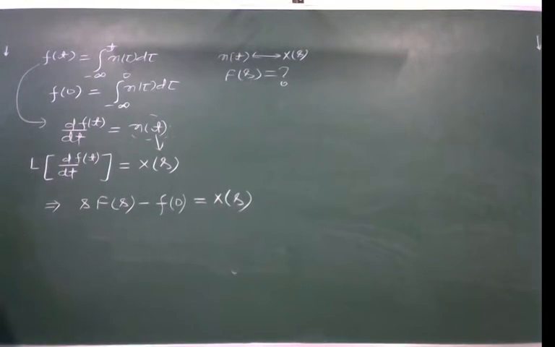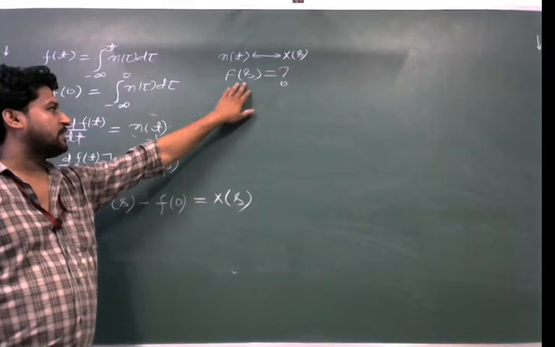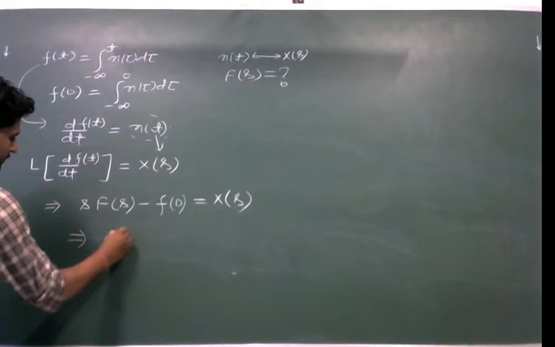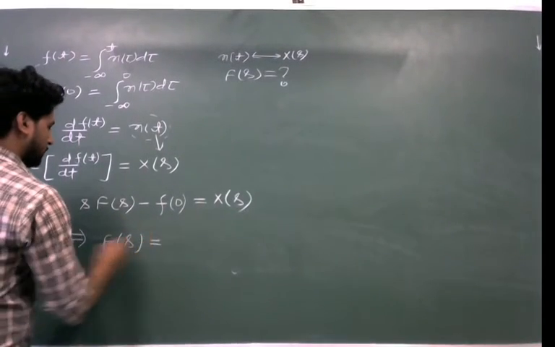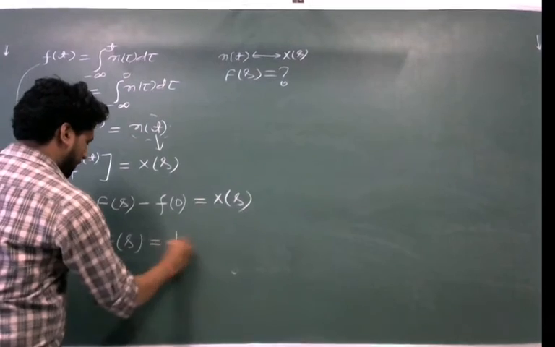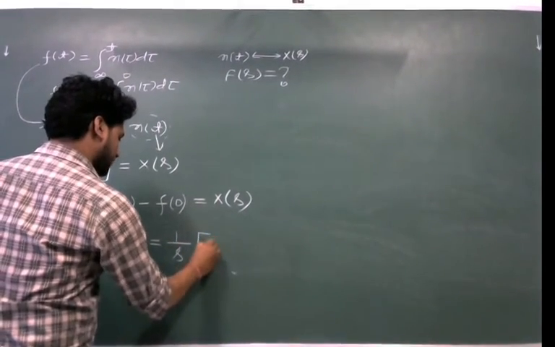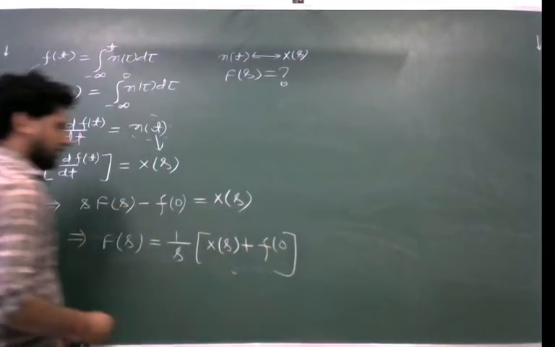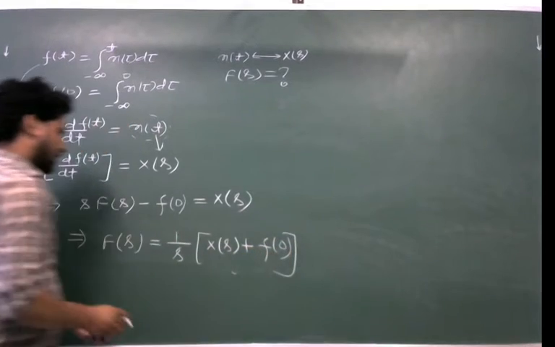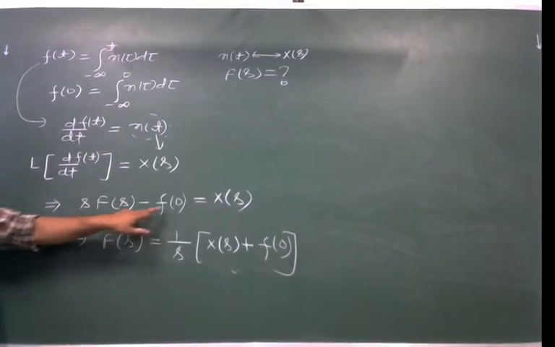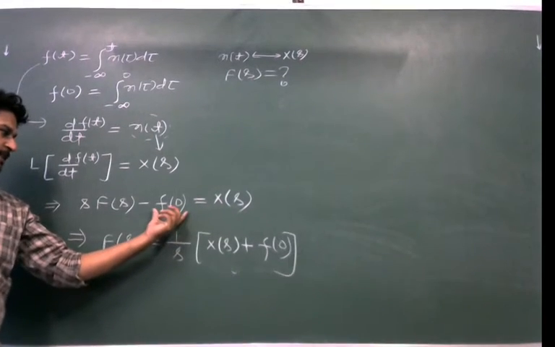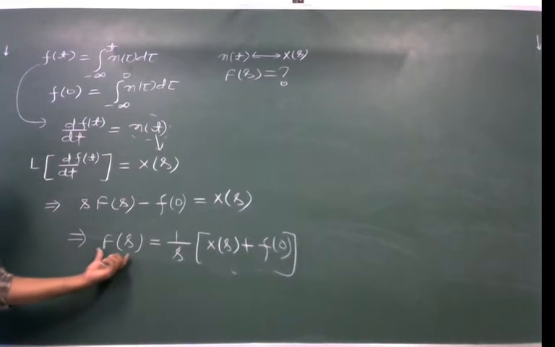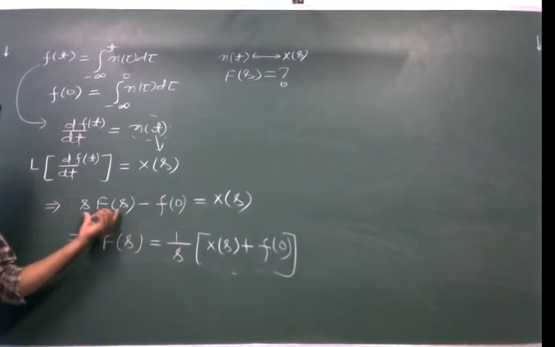Now, because we have to get the value of this F(s), from here this will become equal to F(s) equals 1 upon s times X(s) plus f(0). From here, when it is transferred to the right side of the equation, this will become X(s) plus f(0), and to get the F(s), I will divide both sides by s.